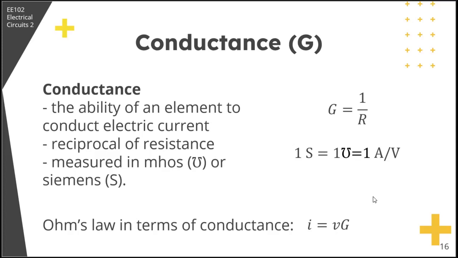It's S. If we are to use conductance in Ohm's law, then Ohm's law can be expressed as I is equal to V times G, or current is equal to voltage times the conductance. Kung ganina, ang Ohm's law in terms of R, so it's V is equal to IR.